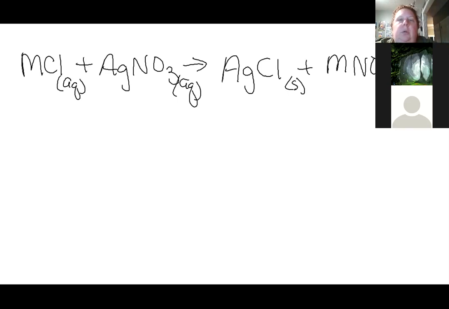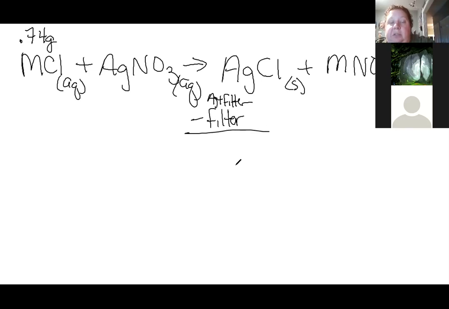So they initially tell us how many grams of MCl we put in. It's 0.74. So we start with 0.74 grams of the MCl. And then the AgCl, the filter paper. Yeah, when you subtract it, it's 1.43. That's without the filter paper, the AgCl minus the filter. Yeah. It should be 1.43. Are we okay up to that point?